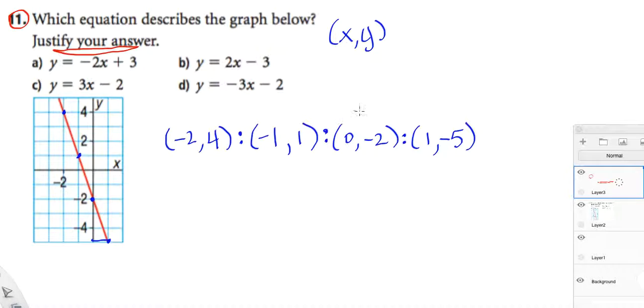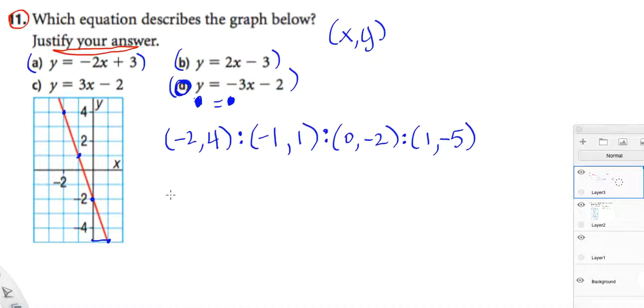Now that we have those, we can just take these numbers and punch them into these equations. What you're looking for in order to choose the right equation is that whatever is on this side of the equal sign is equal to whatever's on this side of the equal sign. So the numbers should be the same. To make the video a little bit shorter, the correct answer is this one here. Let's take a look at why.